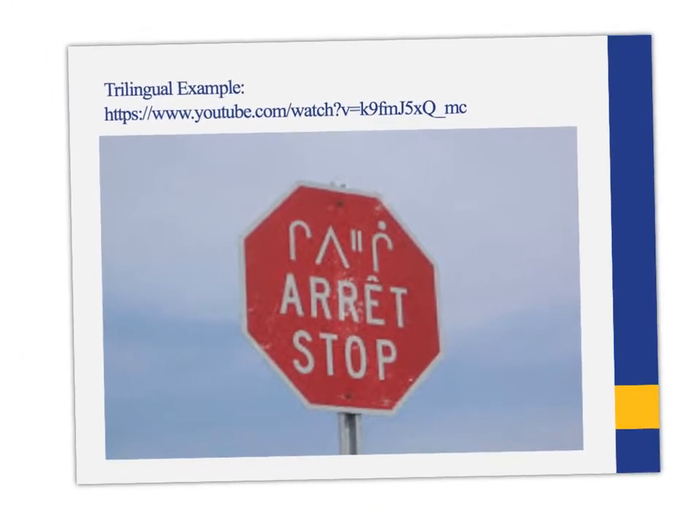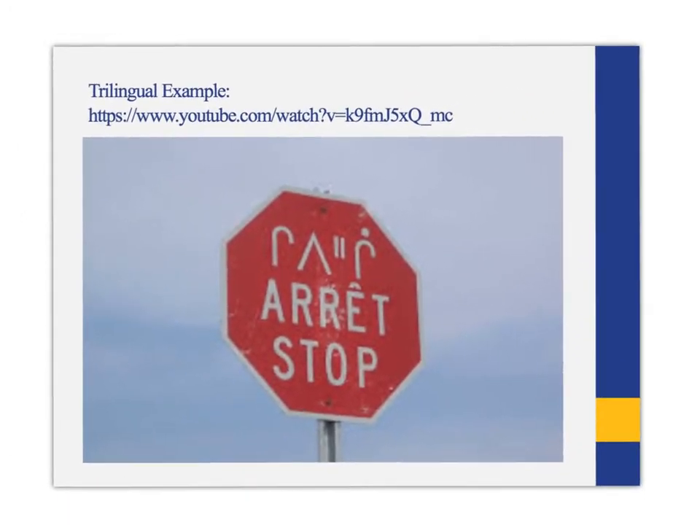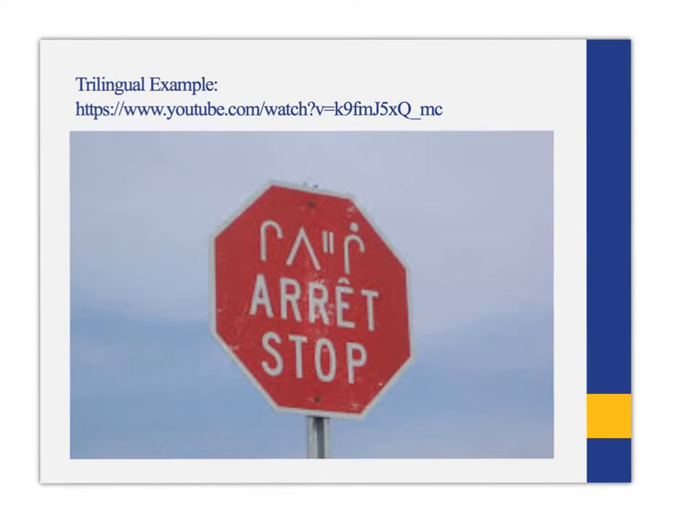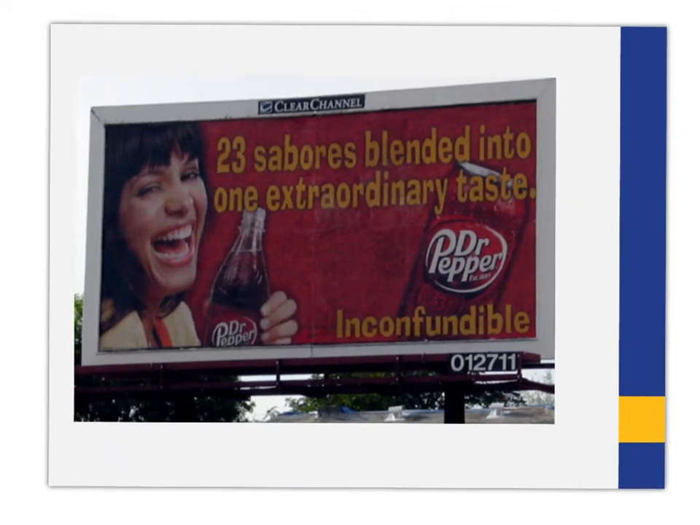Really interesting. See, there are 3 languages there, and there's a YouTube with trilingual examples that you might want to look at. When I did my dissertation work in northern China, the street signs were written in Chinese, Mongolian, and sometimes English, all together, just like this stop sign. This is an example of advertising that's code switching. 23 flavors blended into one extraordinary. Unbelievable. That's from Mexico.